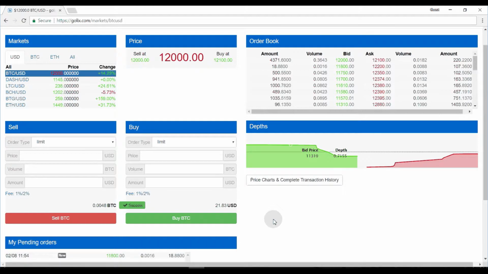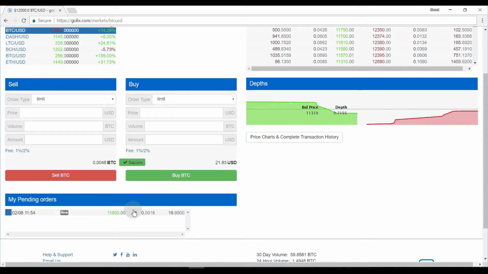The order will be displayed in my pending orders here, showing that it's still waiting to be fulfilled. The "new" indicates that it has not been fulfilled yet. Someone can partially fulfill it, or it can be completed. Once it's completed, it will move from here, and the Bitcoins will be credited in my wallet.